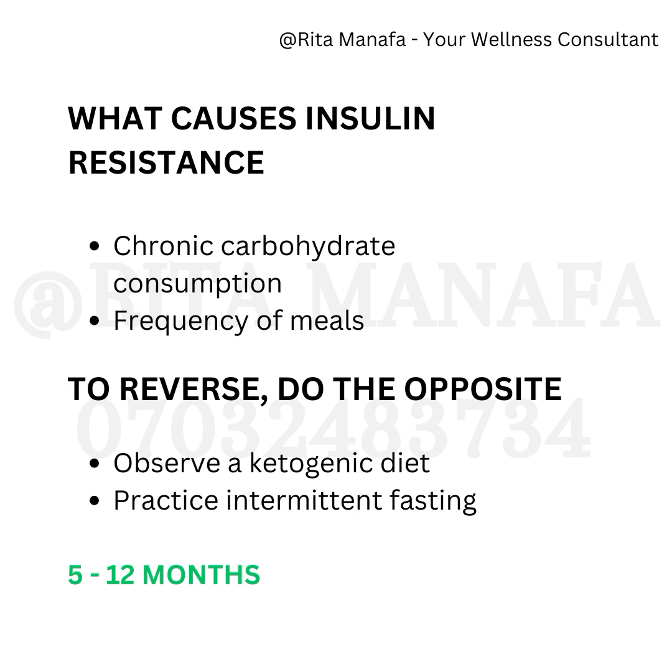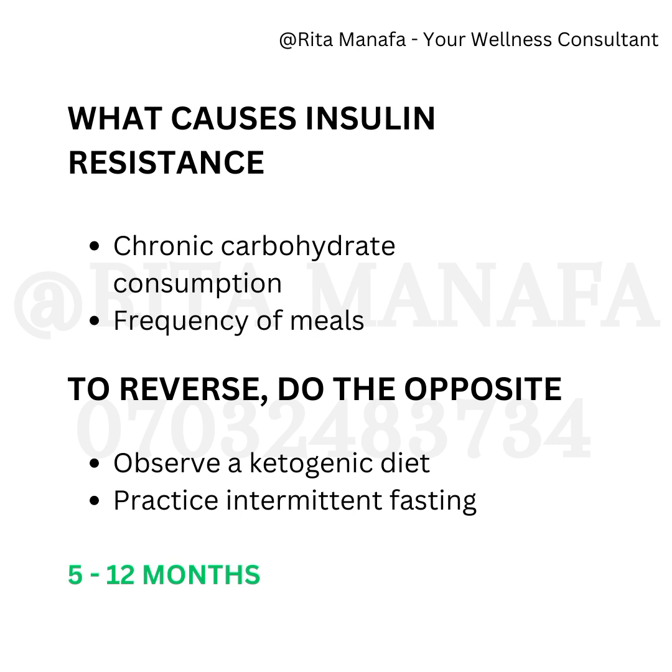And for your frequency of meals, the opposite of that is what we call intermittent fasting. Now, if you observe a ketogenic diet and you practice intermittent fasting, it would take you at the barest minimum 5 to 12 months to decrease your insulin resistance to a considerable level. Your insulin resistance, unfortunately, can never go back to the way it was 20 years ago. However, you can make things better for yourself. You can work your insulin resistance back to at least 80-90% of what it used to be before.